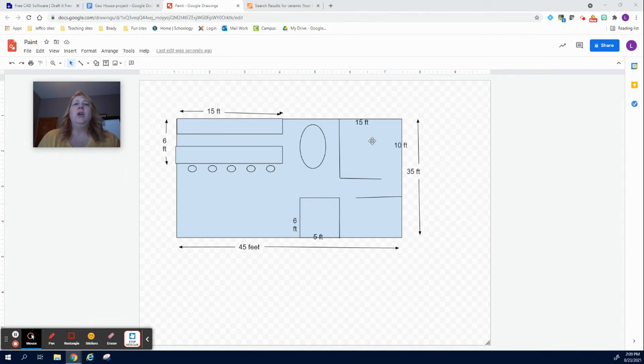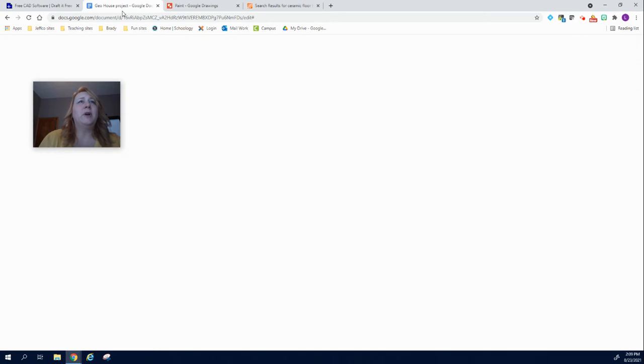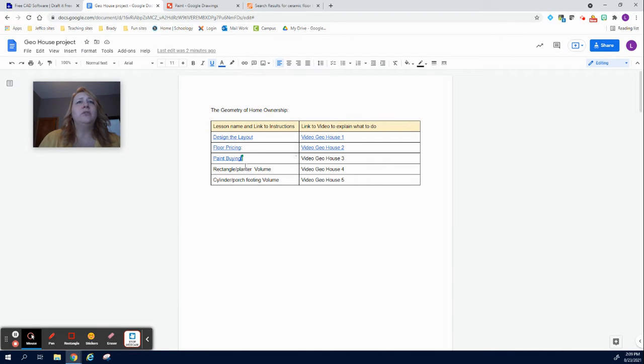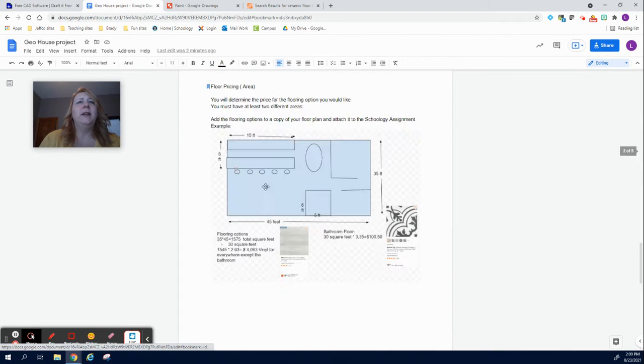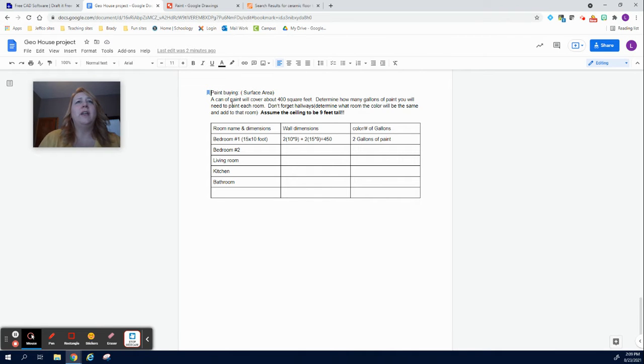We are going to figure out how much paint we need to buy. You don't want to have a ton of leftover paint at the end of the day, and you don't want to spend more money than you have to. So I am going to have you figure out how many gallons you need to buy for each room in the house. On our house project, when you go to the paint buying guide, it'll tell you that each can of paint will cover about 400 square feet.